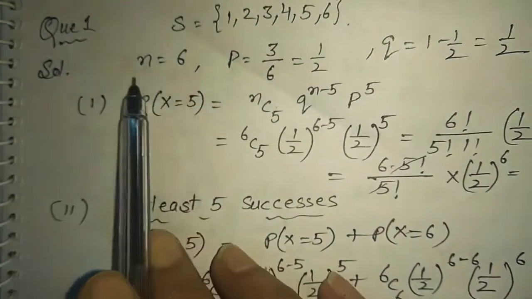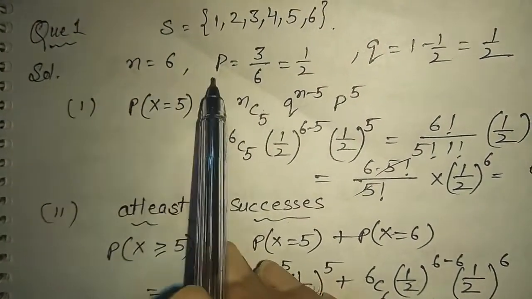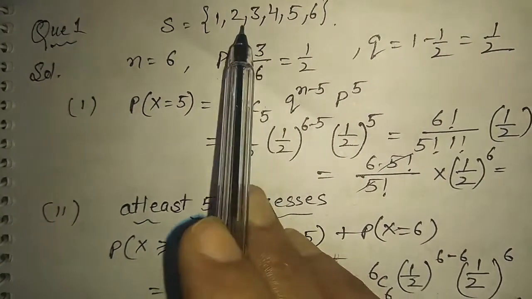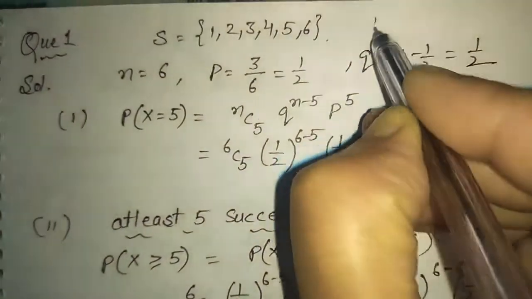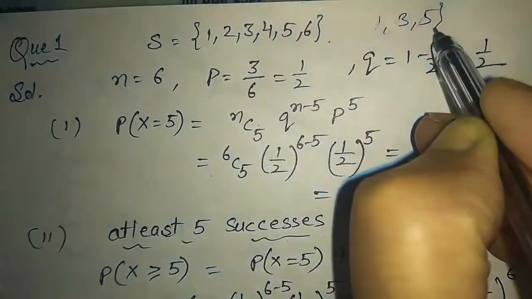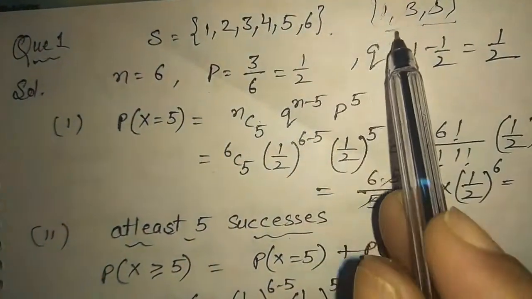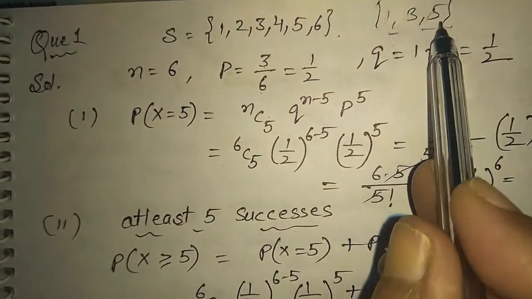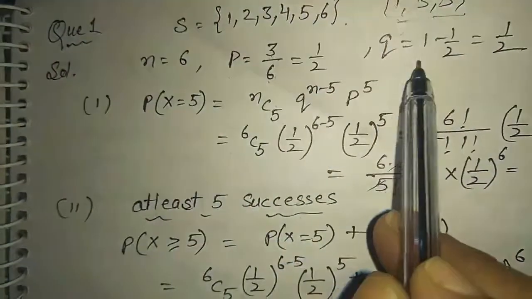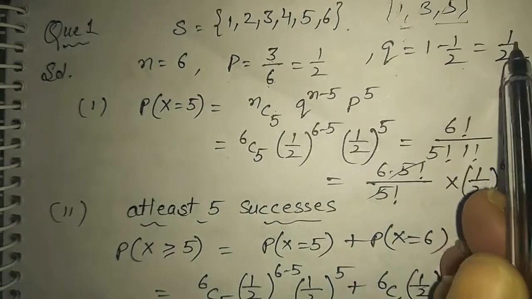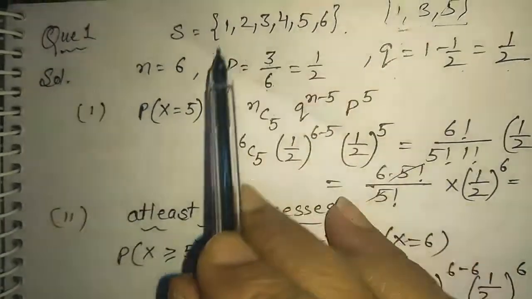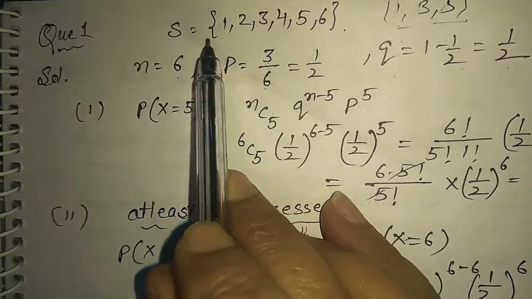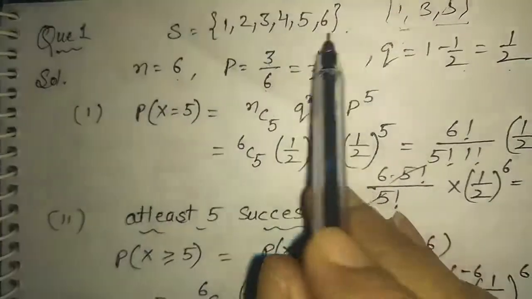What is n here? Number of trials are 6. P is equal to the probability of getting an odd number. So how many odd numbers are there here? 1, 3 and 5. So what is the probability of this? 3 upon 6. 1, 2, 3 and total are 6. And what will be Q? 1 minus P. It is 1 by 2. This is Bernoulli's trial because numbers are finite, and throwing a die is a Bernoulli's trial.